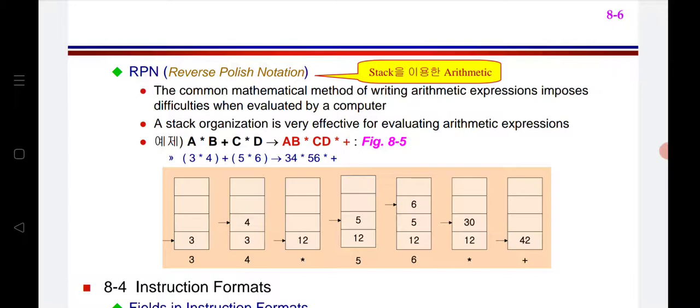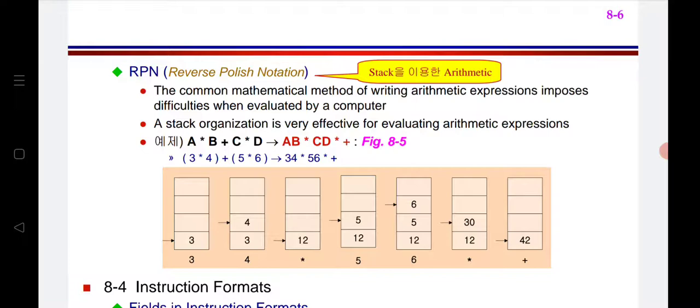Now let us see how this equation can be implemented in the stack arithmetic operation, or stack organization method. First, I push the data 3. In the second stage I push the data 4. Next is multiplication: 3 fours are 12, so the result 12 will be in my stack memory. Next I push 5, then I push 6. Next is the multiplication operation, between 5 and 6. 5 sixes are 30, so 30 will be in my stack memory.